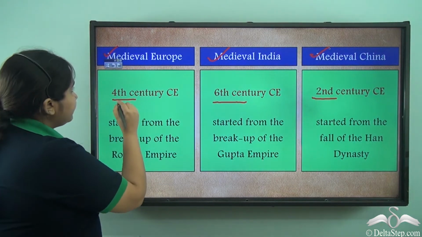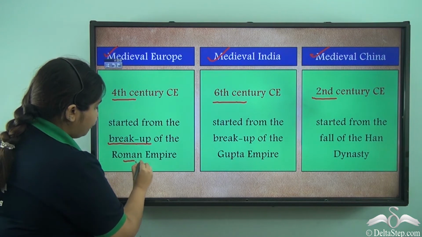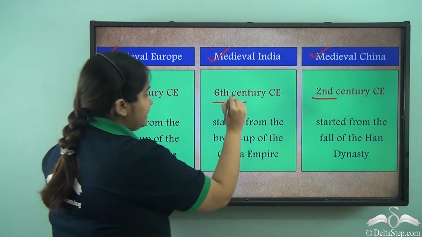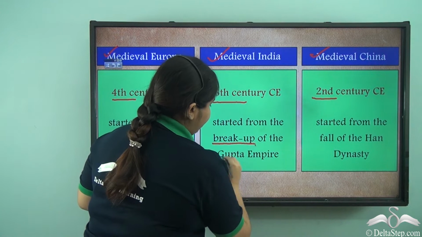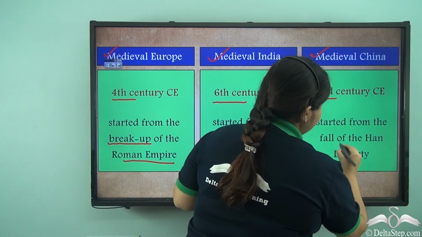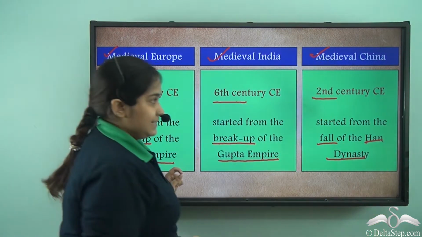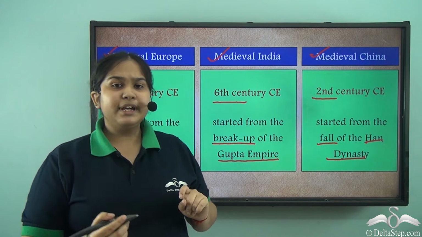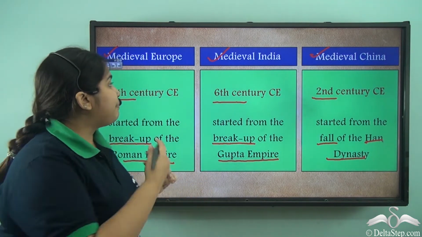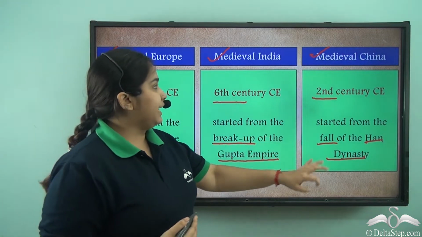So here in medieval Europe, we see that it started with the breakup of the Roman Empire. Medieval India started with the breakup of the Gupta Empire, and medieval China started with the fall of the Han dynasty. Therefore, we can understand here a pattern that the historians have tried to locate, right?